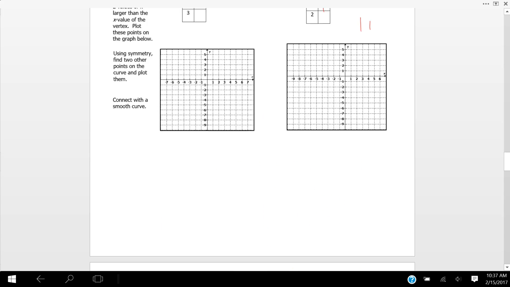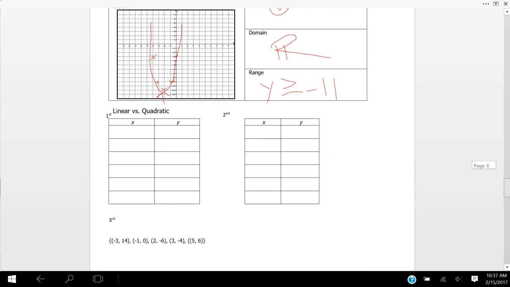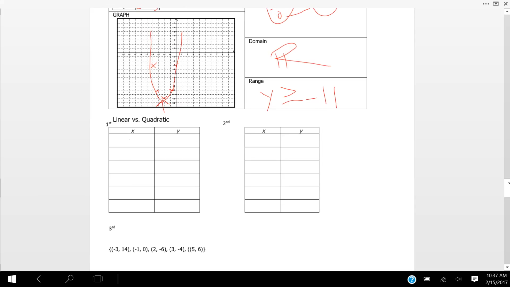Okay, so let's look at how you tell the difference between linear and quadratic. If you have, and I'm just going to make up some numbers, something that looks like this, and we talked about this before, these are going up by 1, right? And these are going up by 3, 3. If this is constant, it's a line.